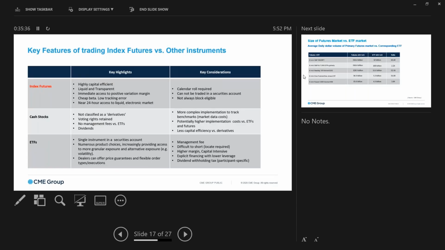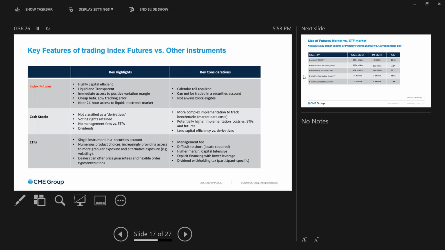Equity index futures are highly capital efficient because, as I mentioned previously, you only need to prepare less than 10% of the notional that you're exposed to as a margin. So you can leverage about 10x or even more to trade equity index futures. As I mentioned, this is probably the most liquid derivatives product in the world, and also very transparent because everything is traded on screen, and you have very immediate access to the margin. You can always check your margin level with your broker, and it's a 24-hour electronic market.